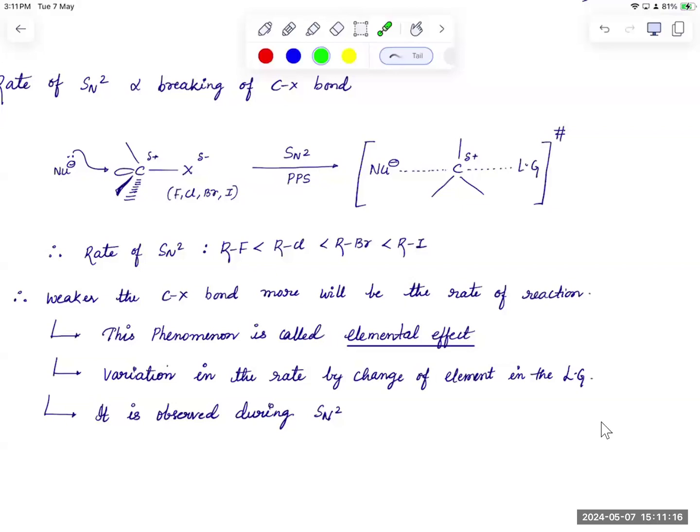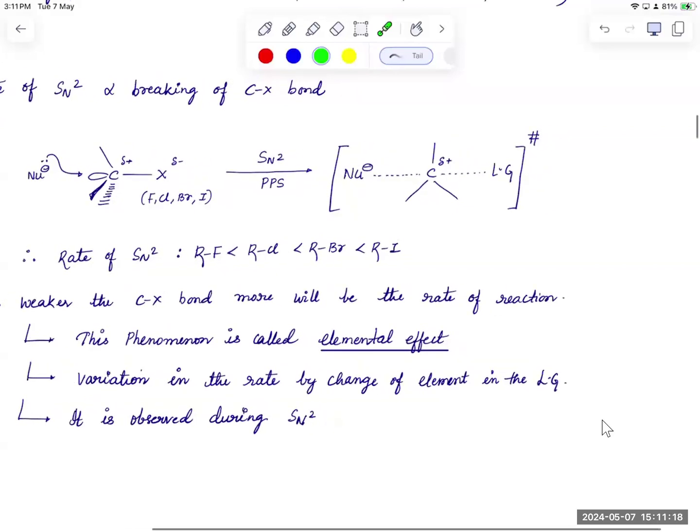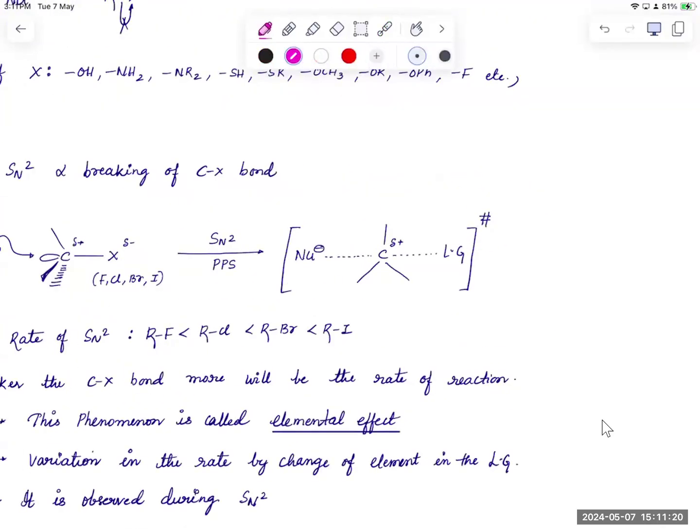So what is the meaning of backside attack? Backside attack means where the leaving group is going. Suppose this is the leaving group. For this particular lobe, it will also have a smaller lobe on the other side. If this is a sigma bond, this will be the sigma star orbital. So the nucleophile is always trying to attack with a lone pair towards the sigma star. Done? Pathway clear? Yes, it is.